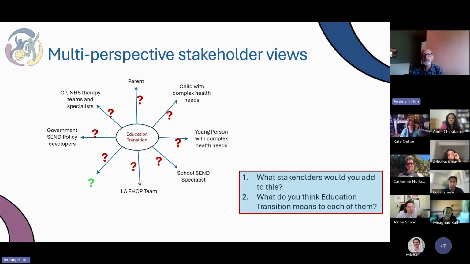Taking notes, because we need to build this into the protocol and come back and talk about Work Package 1, as we start capturing these perspectives. So that's great. Thank you, Catherine.